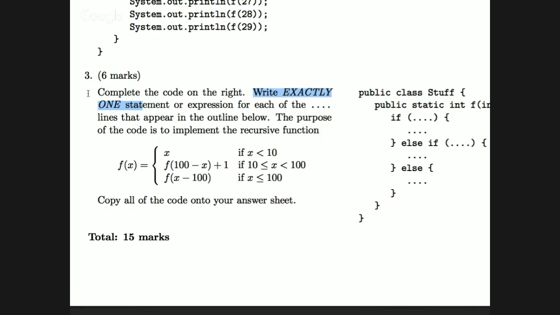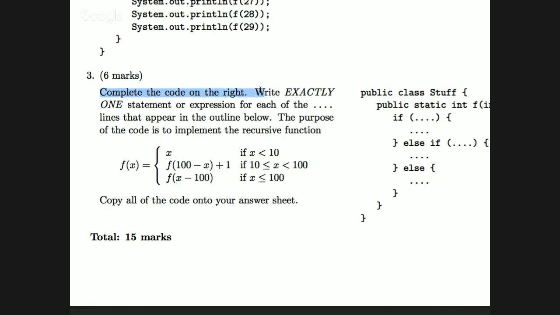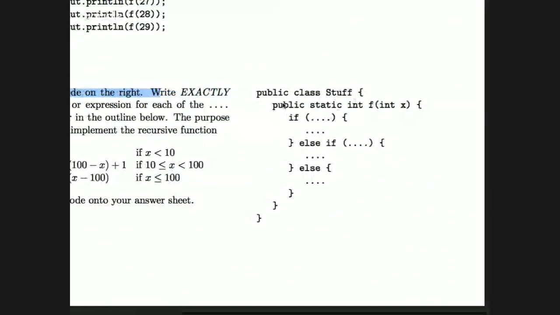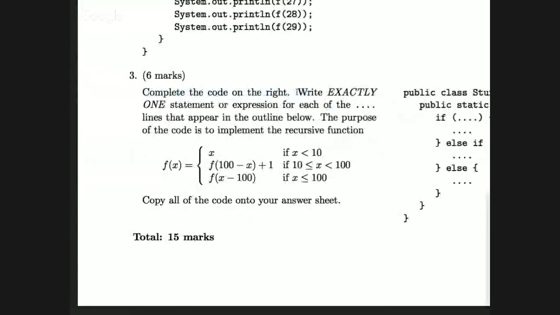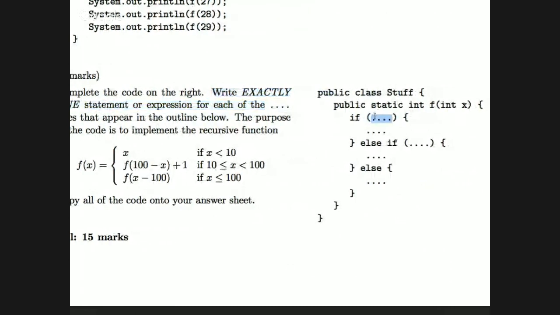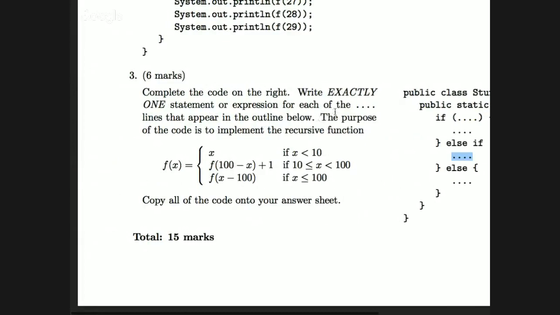So let's read the question. Complete the code on the right. Okay, so I'm going to fill in some code. It's that kind of question. There is the code on the right, but I'm going to postpone looking at that. Write exactly one statement or expression for each of these five gaps, the dot, dot, dot lines that appear in the outline below.